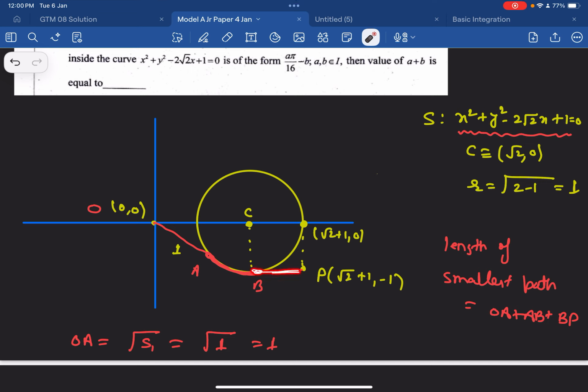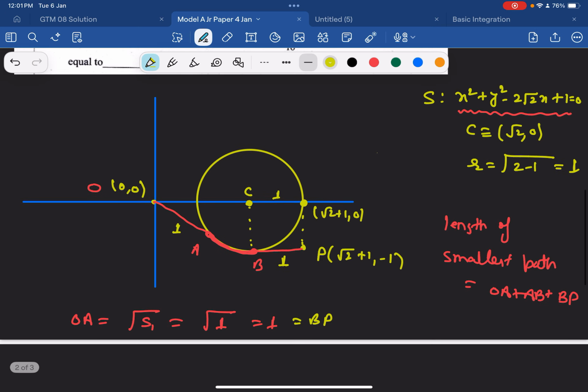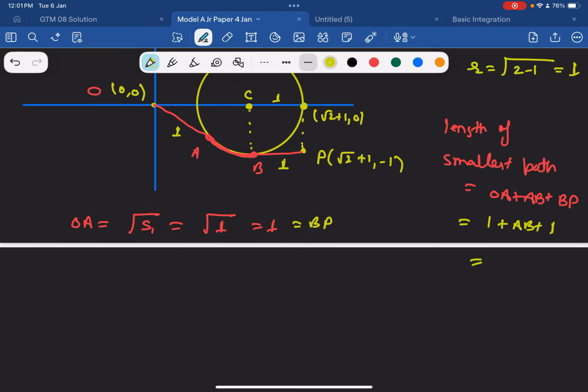And since this is the tangent, it will be perpendicular. So obviously this is the perpendicular. It means whatever this length is, exactly the same length this one has, and this is the radius 1, so obviously this is also going to be 1. So this length is 1, and it is equal to BP also, correct? So our question we got very easily: 1 plus AB plus BP, which will be equal to AB plus 2, correct?